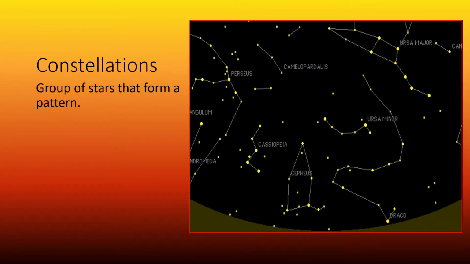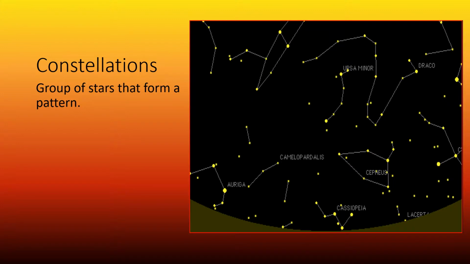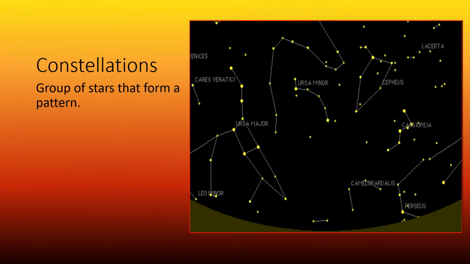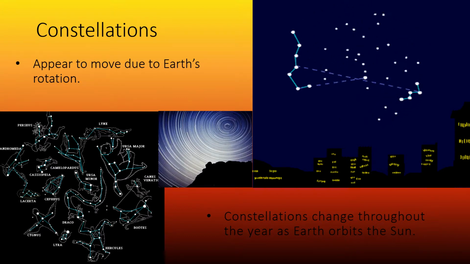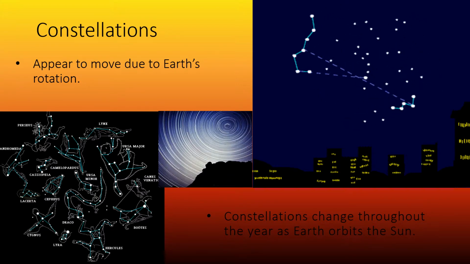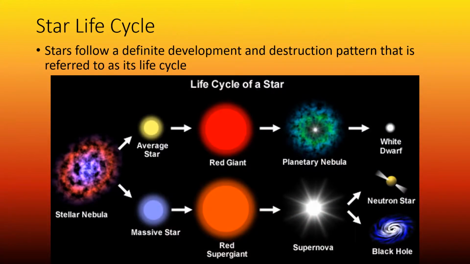So when we look up in the night sky, we usually see constellations. All these are groups of stars that form a pattern, and they tend to move across the night sky. They appear to move because Earth is spinning, or it's due to Earth's rotation. They're going to also change throughout the year as we go around the sun, or as Earth orbits the sun. Stars are going to follow a definite development and destruction pattern that is referred to as its life cycle. It starts out and it's born, and then it eventually is going to die.